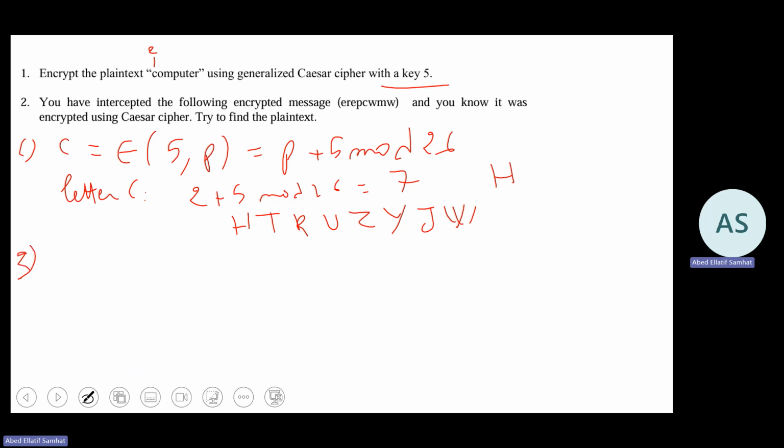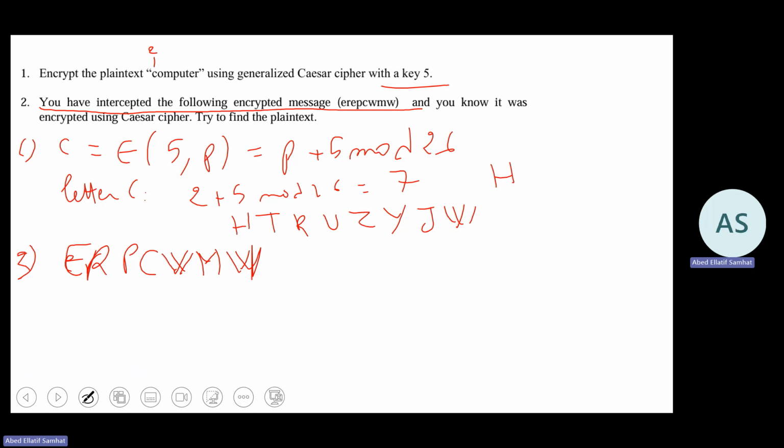Okay, let's move to exercise 2. You have intercepted the following encrypted message. So we have the encrypted text E, R, B, C, W, M, W. And you know it was encrypted using Caesar cipher. So we know the algorithm. So in this case, we try to find the plain text.